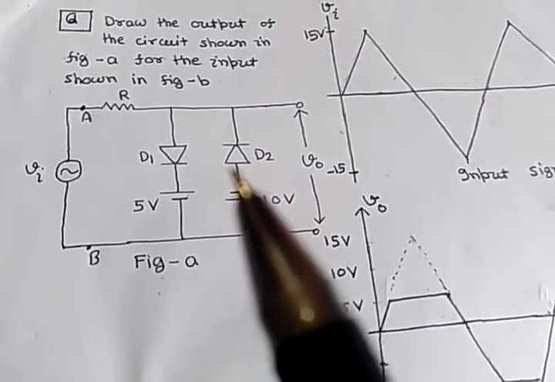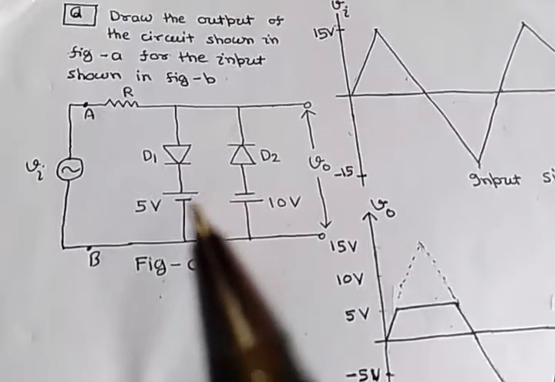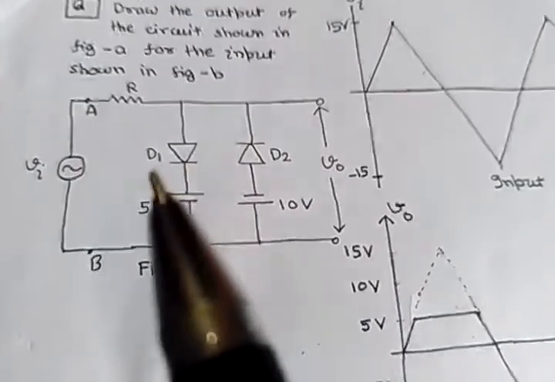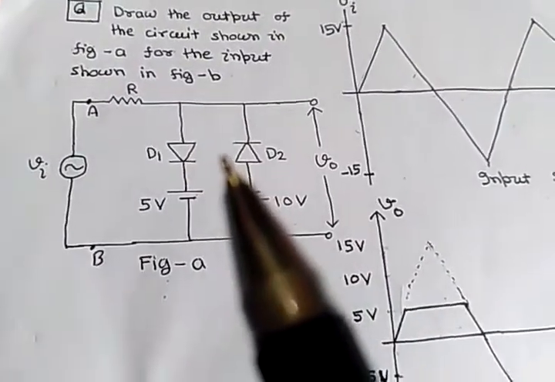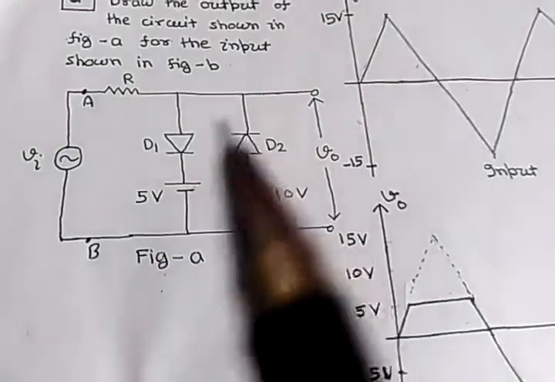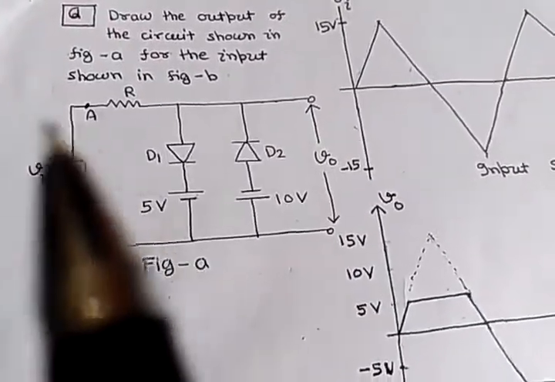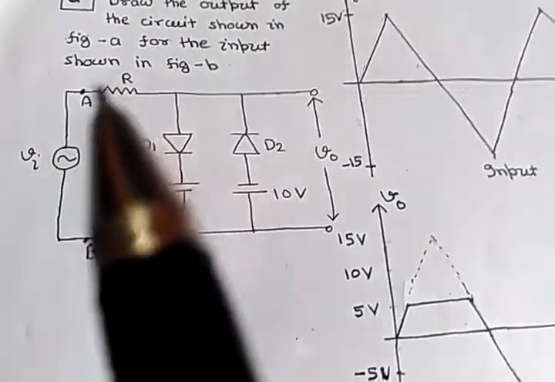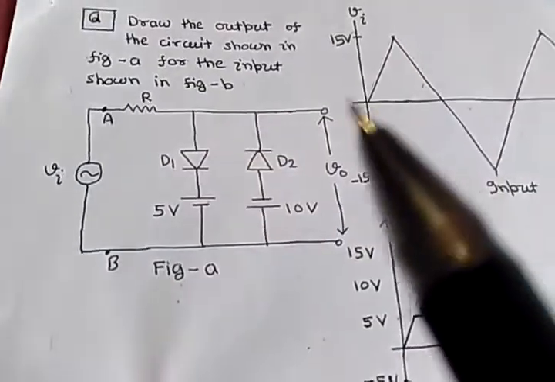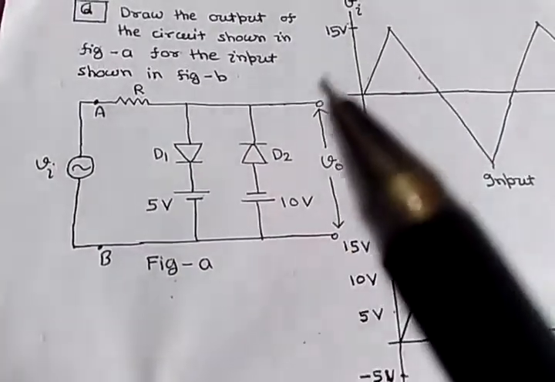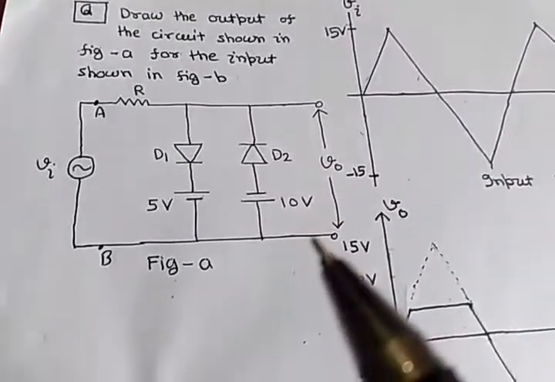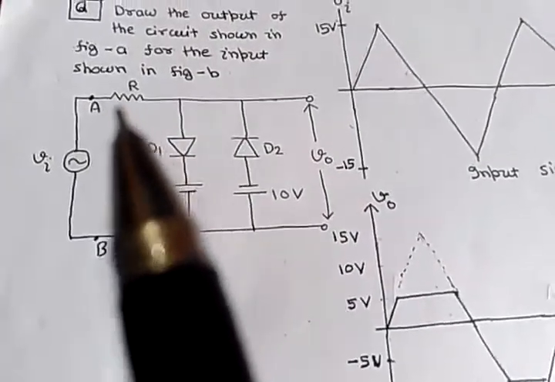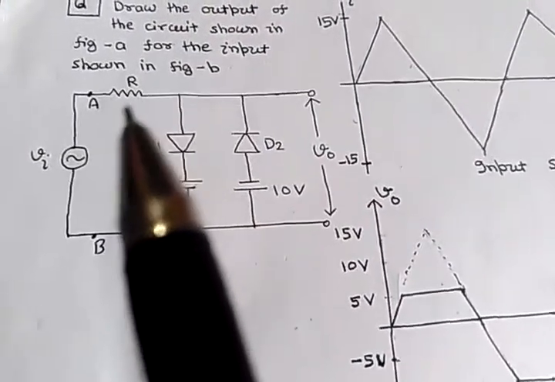So in the negative half cycle, when the input signal is less than minus 10 volt, both the diodes D1 and D2 will be in reverse biased condition. They can be replaced by an open circuit. In this case, the input voltage Vi will appear at the output because no current will flow through the resistance R due to the open circuit at the output. Here the circuit is open, so the output will follow the input because the current through resistance R will be 0, and no voltage drop will exist across R.